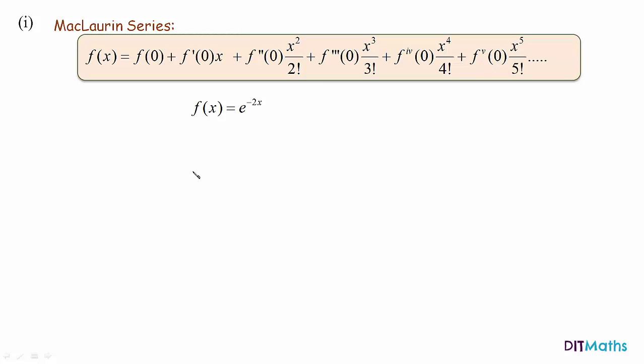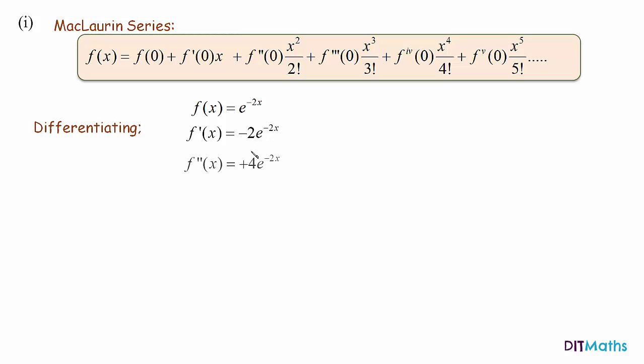So if we differentiate the first time, remember when we differentiate e to the power of minus 2x, we write down e to the power of minus 2x and then we differentiate the index. So differentiating minus 2x, we get minus 2. And we multiply this by the original function. So the first derivative is minus 2 times e to the power of minus 2x.